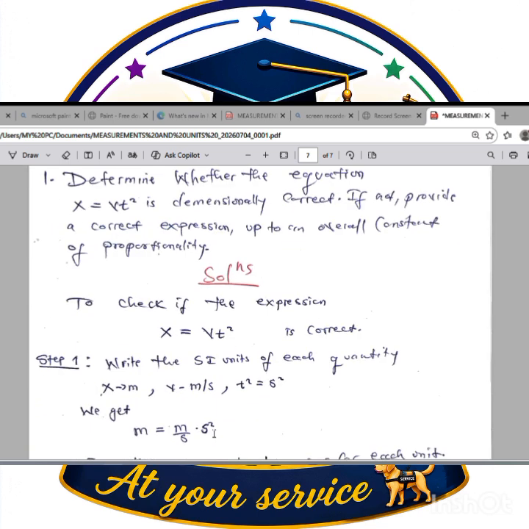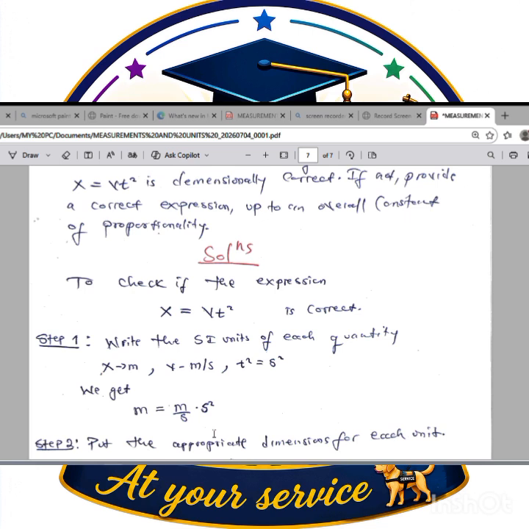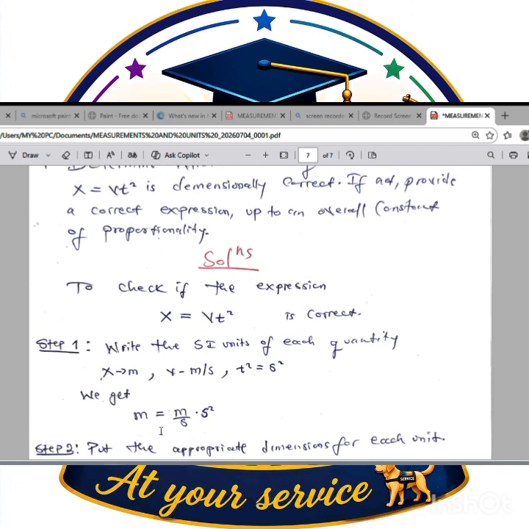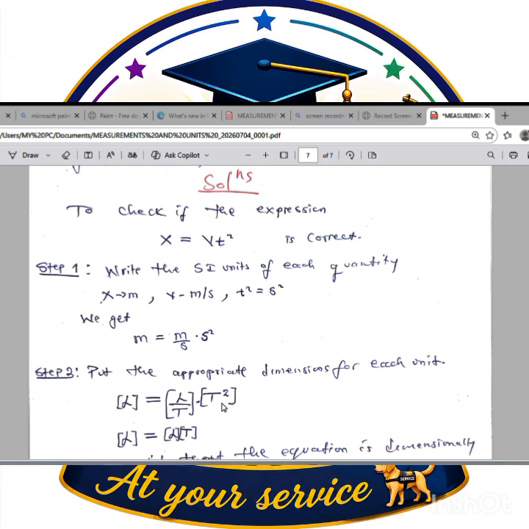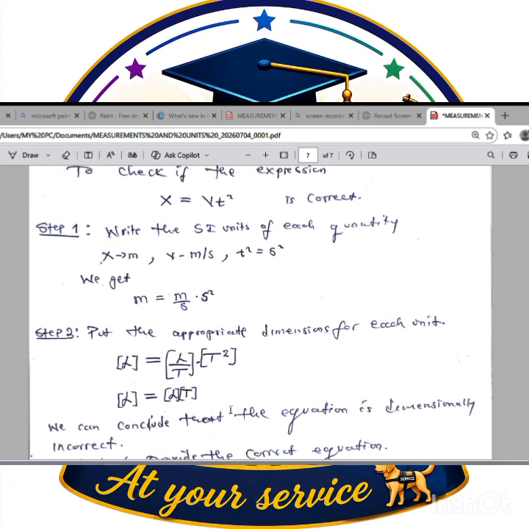To check if the equation distance is equal to v t squared is correct, we'll follow the same procedure. Write the SI unit of each quantity, where x will have meters, v will have meters per second, then t squared will have seconds squared. Then writing this equation in the form of the SI units, we will have m being equal to m over s multiplied by s squared. Now we put the appropriate dimensions for each unit.